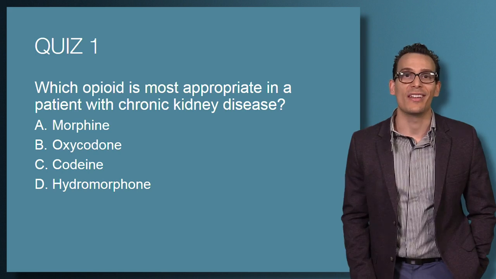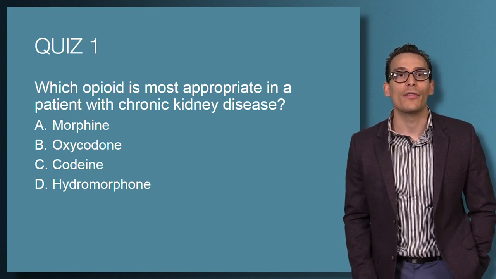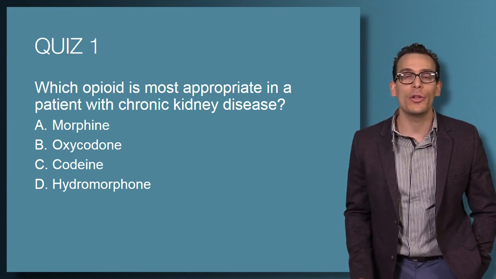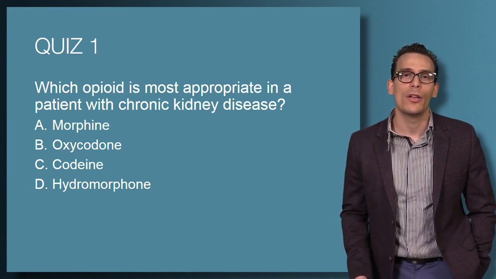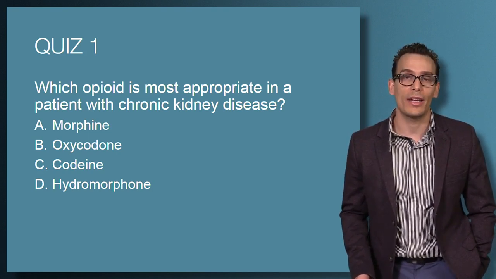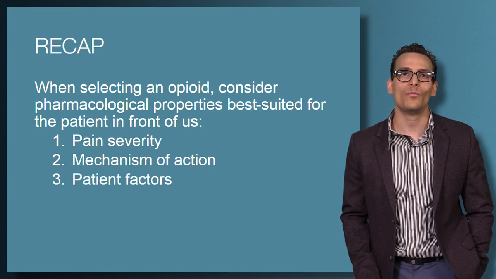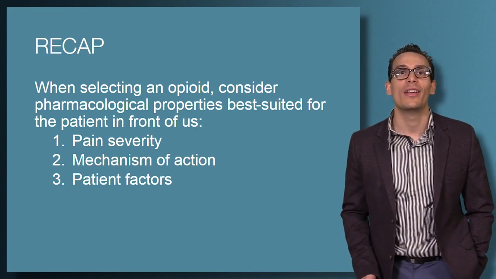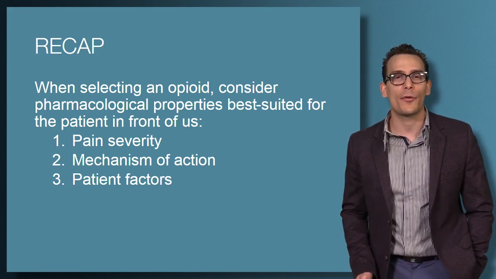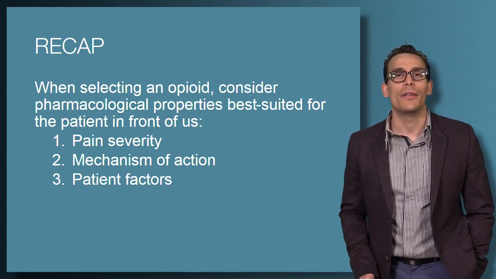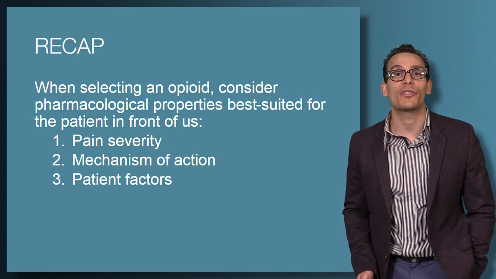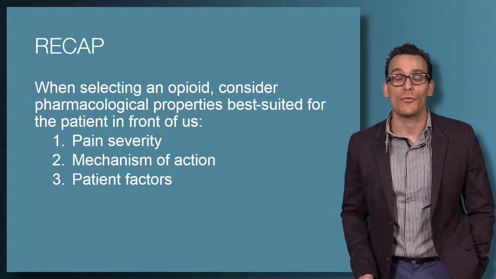The correct answer is D, hydromorphone, because the metabolites of morphine, oxycodone, and codeine are all active and can accumulate in patients with renal impairment. Those metabolites of hydromorphone are inactive, and it is thus safer in patients with chronic kidney disease. So to recap, when selecting an opioid, consider pharmacological properties best suited for the patient in front of us, taking into consideration the patient's pain severity, the different opioids' mechanisms of action, as well as patient-specific factors such as metabolism, excretion, and addiction risk.